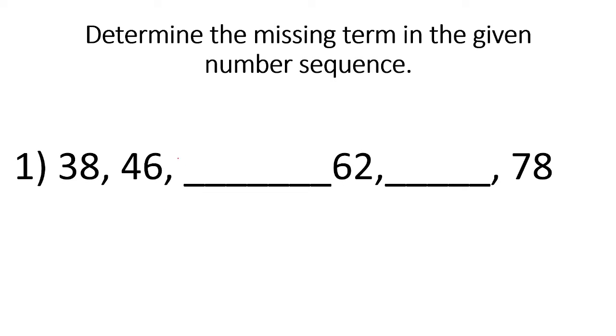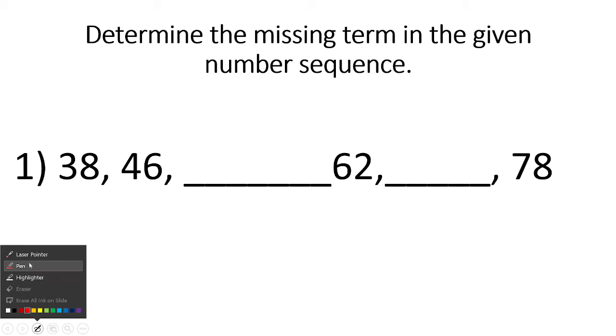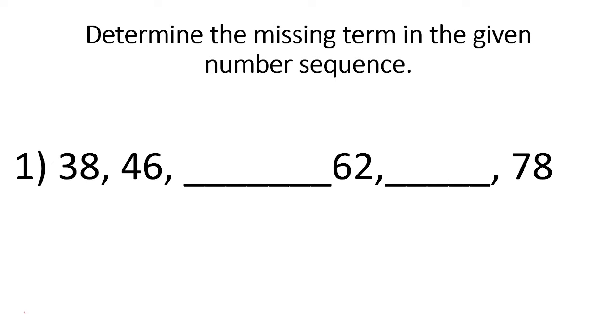Okay, for the first part, determine the missing term in the given number sequence. Una, meron tayong 38, 46, and then blank. Meron tayong 62, blank, and then 78. Paano natin makukuha yung pattern? Ang basic dyan, kailangan muna nating malaman yung difference nitong first two terms ng number sequence.